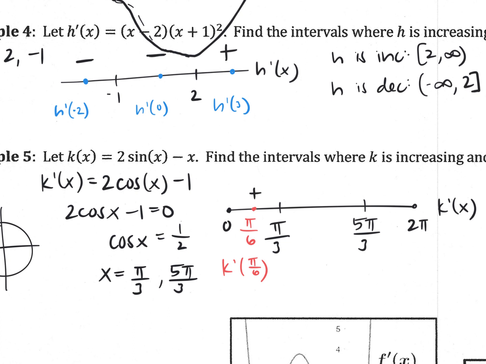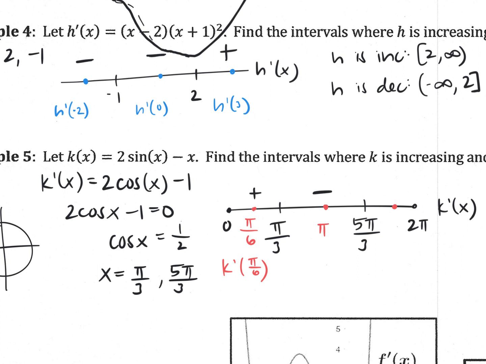Now if I choose a point in between pi over 3 and 5 pi over 3, we could choose pi over 2, or just pi. Let's just do pi. If I plug in pi, cosine of pi is negative 1, right? So 2 times negative 1 is negative, minus 1 is also negative. And then again, you can't assume that the one on the right is positive, but we can check to see if it's positive or negative.